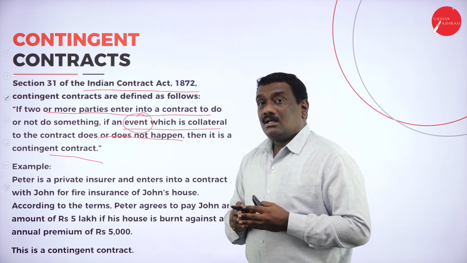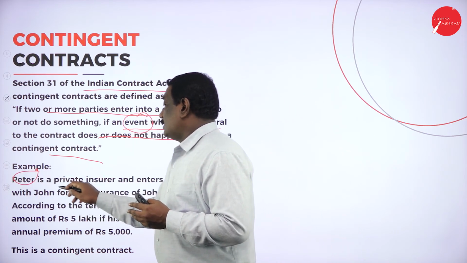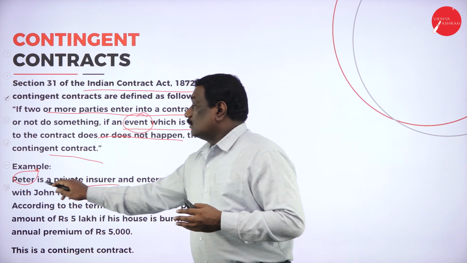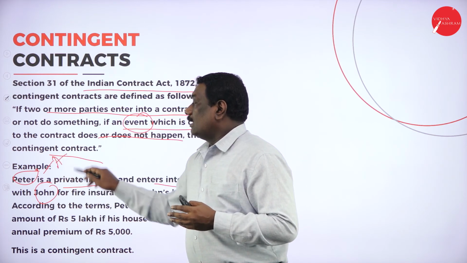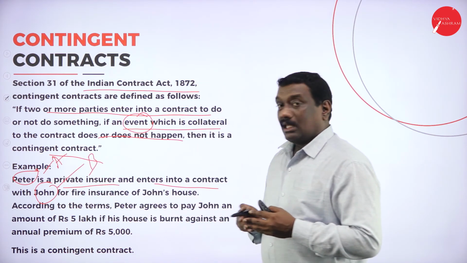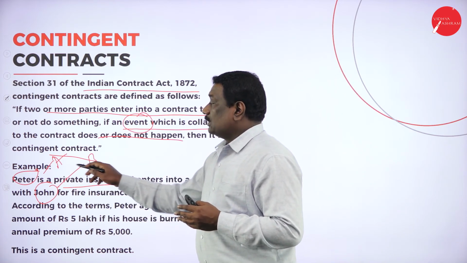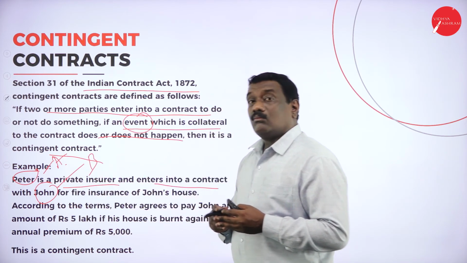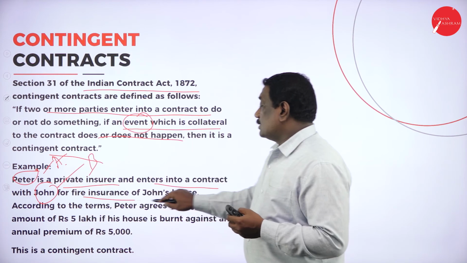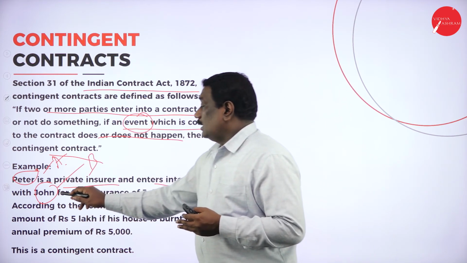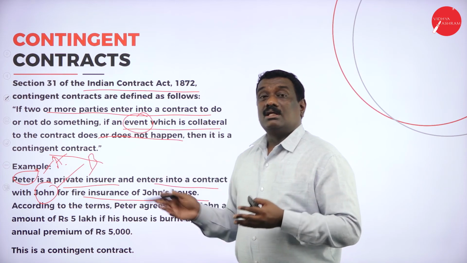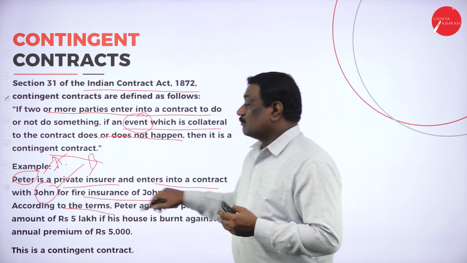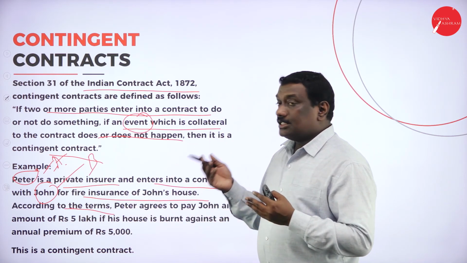Now, an example. Peter is a private insurer, and he enters into a contract with John. We call Peter A and John B. Peter enters into a contract with John, the insured, for fire insurance of John's house. So B, John, is taking fire insurance on his house from A, the insurer or the company.